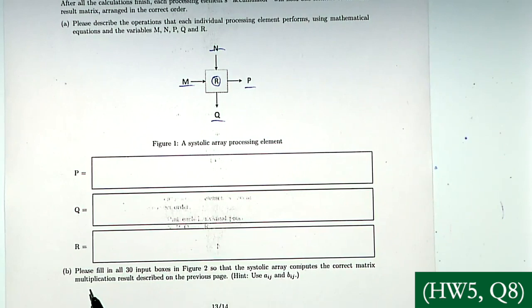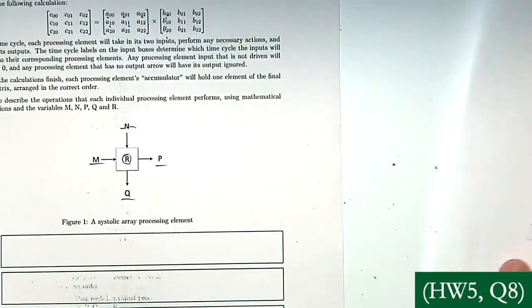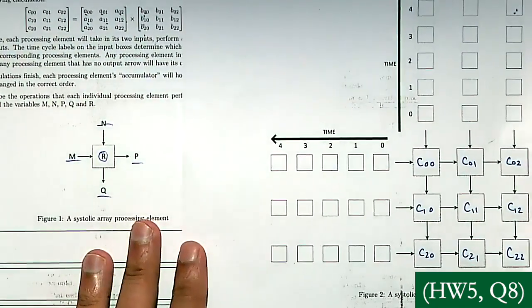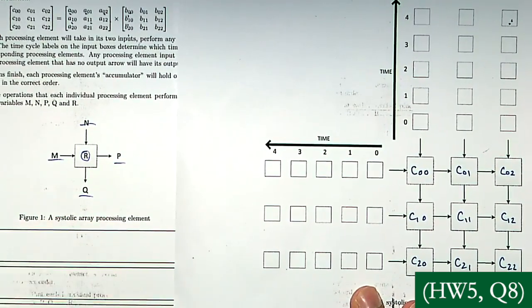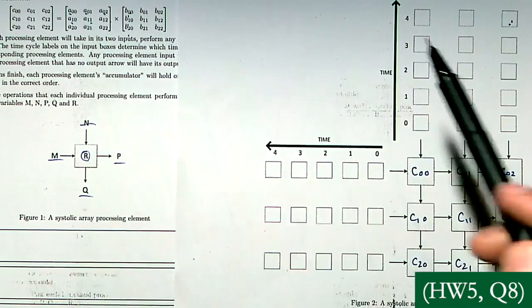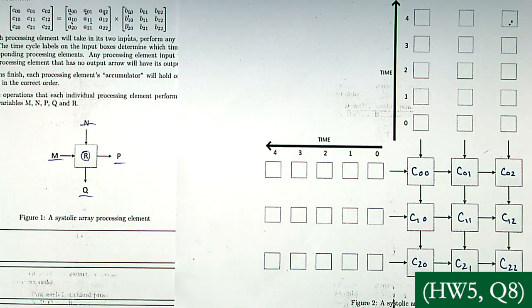And so the second part asks us, please fill in all 30 input boxes so that the systolic array computes the correct matrix multiplication result described in the previous page. And the hint says that you write it in terms of A_ij and B_ij. Okay, so I'm going to leave the matrix up here, and then we have our diagram here. So it's okay, it almost fits. But yeah, basically we want to arrange all these inputs of A and B into these input boxes such that this computation's performed correctly, right?